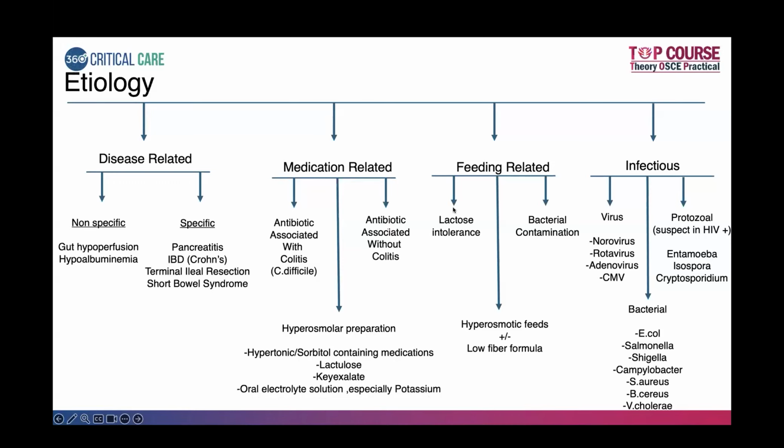Then feed related due to lactose intolerance or bacterial contamination, especially with blenderized feeds, and hyperosmotic feeds with low fiber formula. Then infectious causes like viral infections like norovirus, rotavirus, adenovirus, or CMV, bacterial like E. coli, Salmonella, Shigella, Campylobacter, Staph aureus, Bacillus cereus, or Vibrio cholerae, and protozoal, which is suspected in HIV positive patients like Entamoeba, Isospora, or Cryptosporidium.